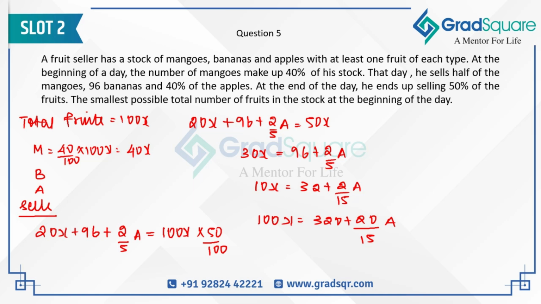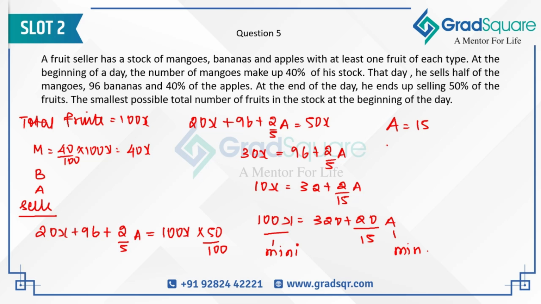So for 100x to be the minimum value, the smallest possible value, a has to be the smallest possible value, and the number of fruits has to be an integral value. It can't be decimal, right? So I'm going to assume the smallest possible value of a as 15, because if I take any other value less than 15 or greater than 15 which is not a multiple of 15, it is going to give me a value in decimal. So the smallest possible value of a will be 15.